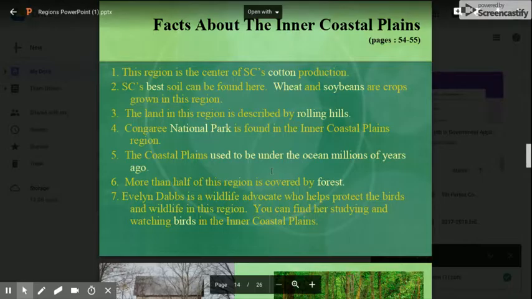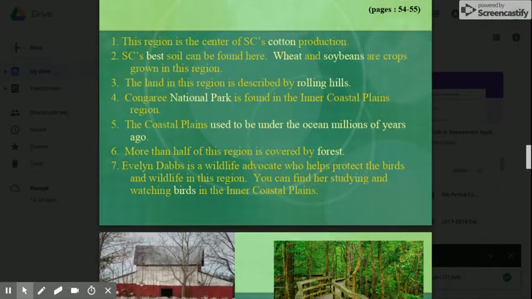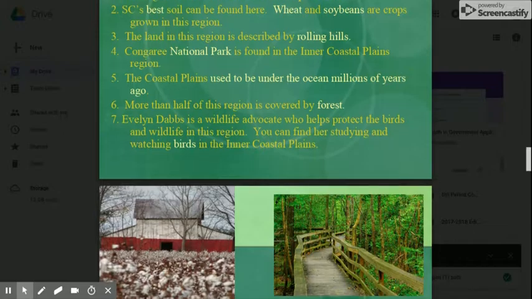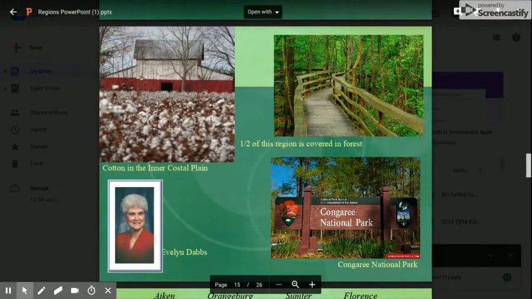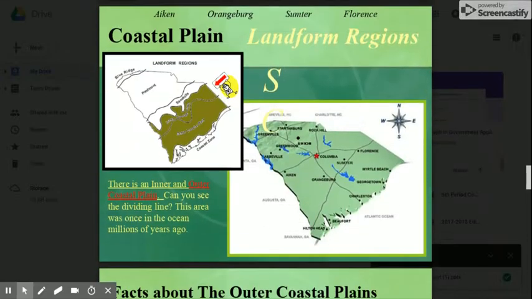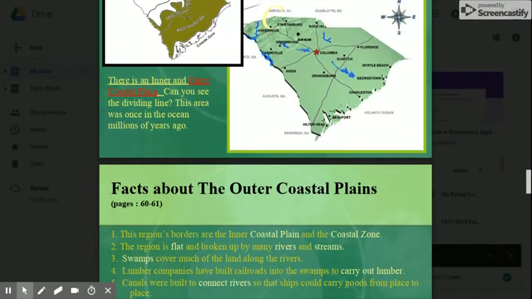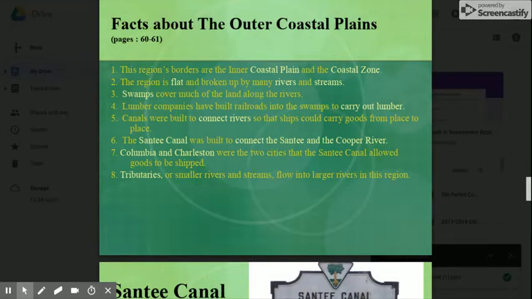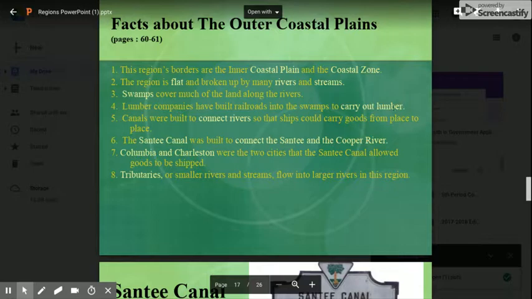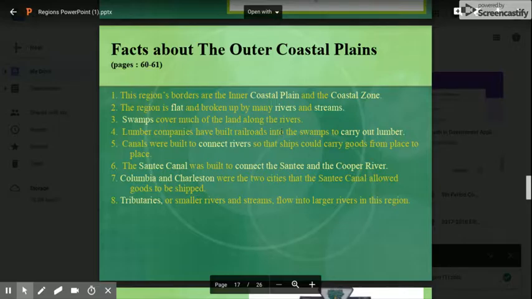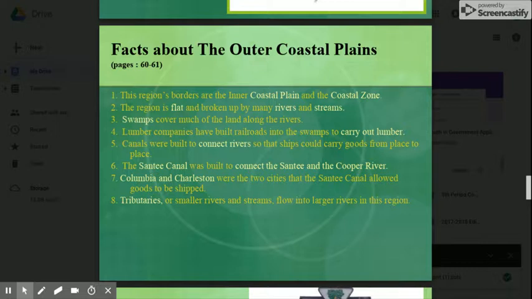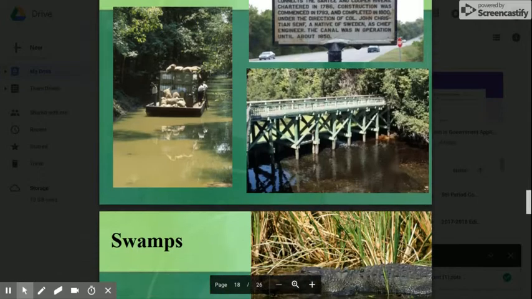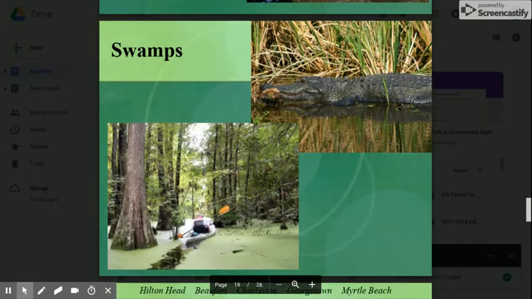And then Congaree National Park is there. Over half of this region is covered by forest. Okay, so again, forest, cotton, swampy. We're going to get to that time where we are talking about, again, outer coastal plain. They're the same. They have the same type of land. You will only need to know them as the coastal plains. I have them separated here, but again, flat, lots of rivers, swampy. We'll talk about the swamp fox, okay? Canals, all right? So that was a big one. There's another canal. Swamps have alligators.